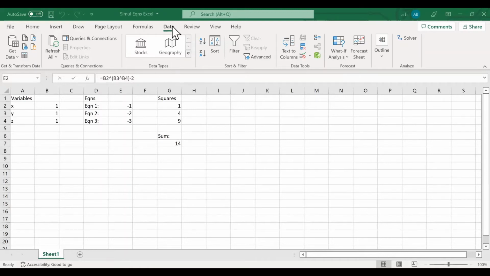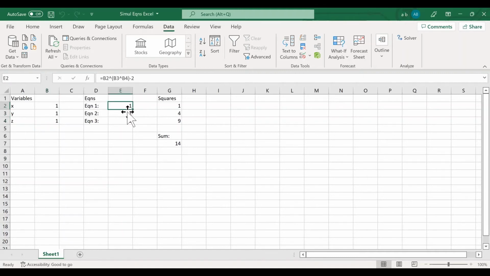So in this Data tab, some of you might have this Solver over here. It's not automatically installed into Excel, so you have to download it. You can watch some other YouTube videos on how to download this Solver function into your Excel. So over here, we have our three variables, x, y, and z, and our three equations.